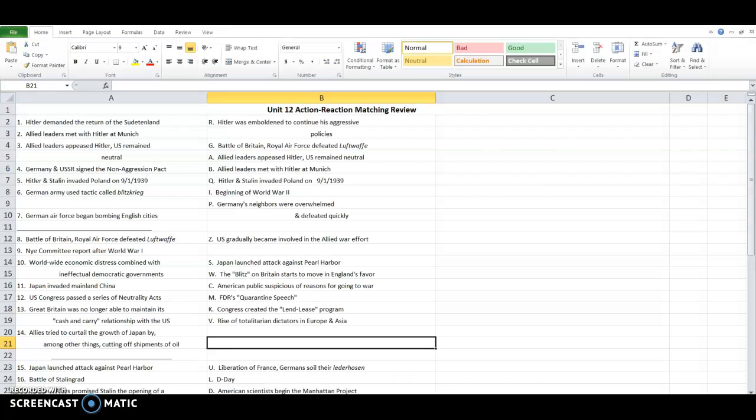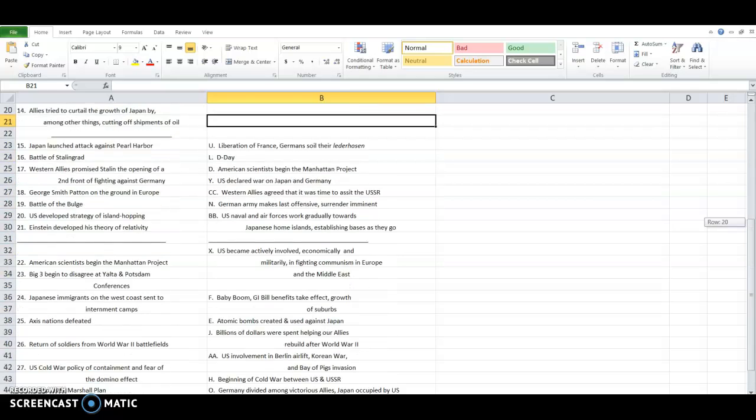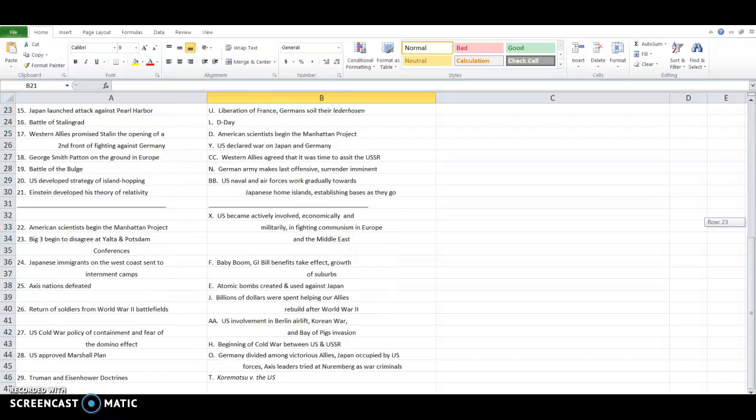We also have your action-reaction. Here's 1 through 14. Notice they're set in two different groups. (15 through 29), two separate sets of matching.